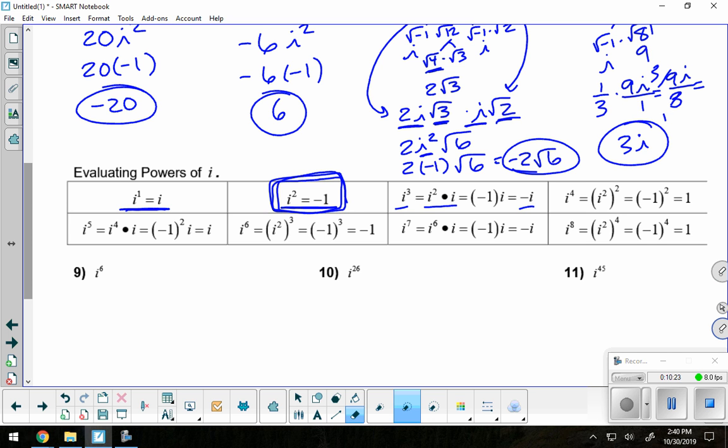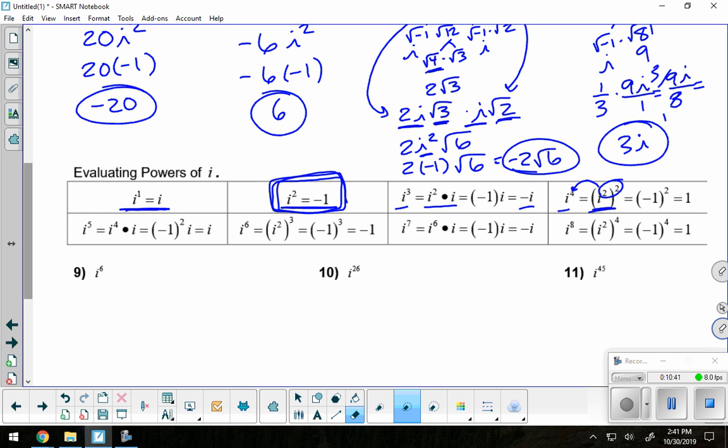Okay? And i to the fourth power, well, I can take i to the fourth power, I can swap that out with an i squared squared. So i squared to the second power. If you have a power to a power, you multiply those exponents, and that gets you back to where you just started with the 4. 2 times 2 is 4.